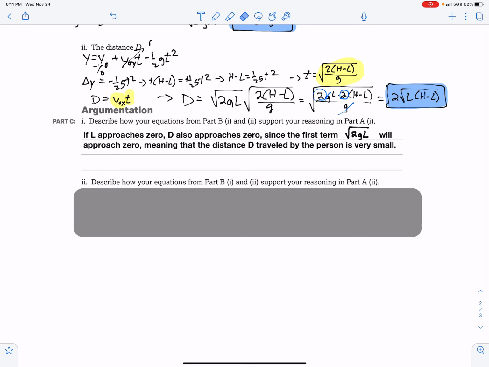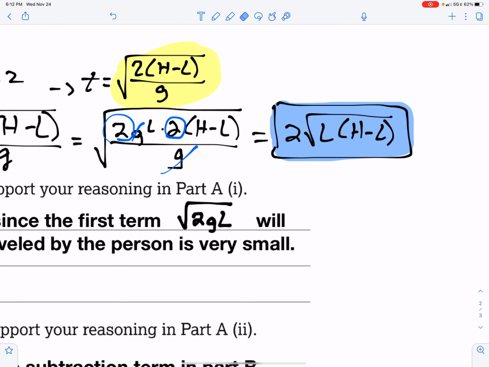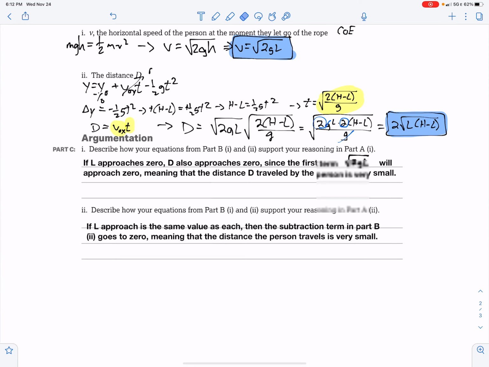Part C2, describe how your equations in part B1 and B2 support your reasoning and your answer of part A2. If L is the same value as h, then the subtraction term in part B goes to 0, meaning the distance the person travels is also very small. So as L gets closer to h, h minus L basically goes to 0, and the whole distance essentially gets closer and closer to 0, which would mean you land in the water.